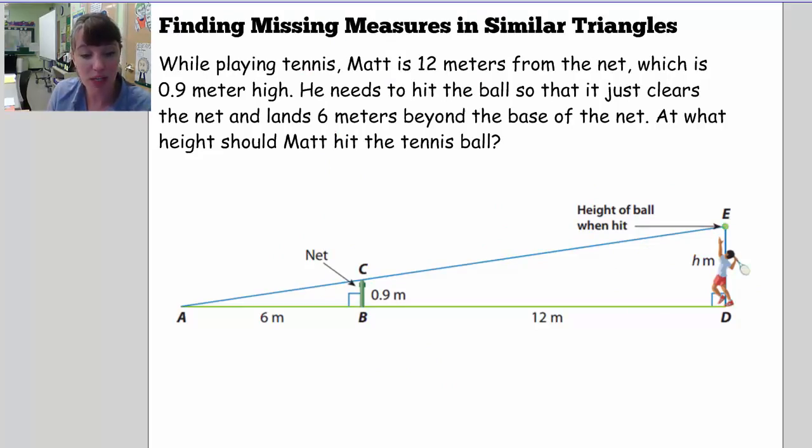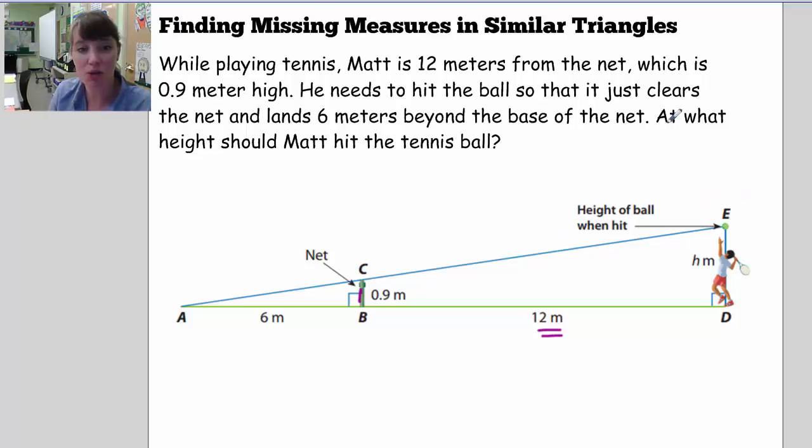Okay, and the way that we can use this in a real life situation is by making similar triangles to solve problems that we need. So while playing tennis, Matt is 12 meters away from the net. Notice that this is Matt right here. Here's the net, and he is 12 meters away from that, okay? And the net itself is 0.9 meters high.